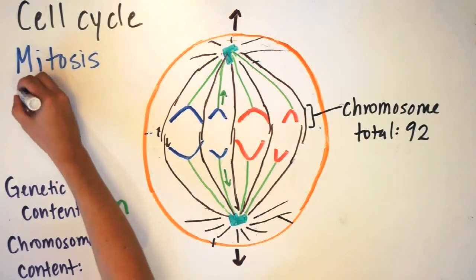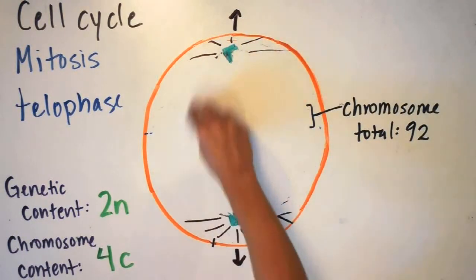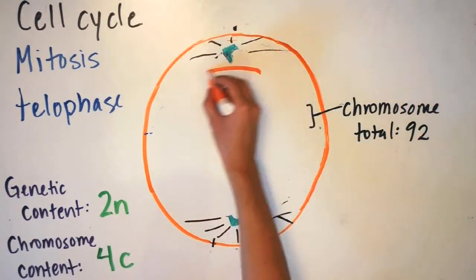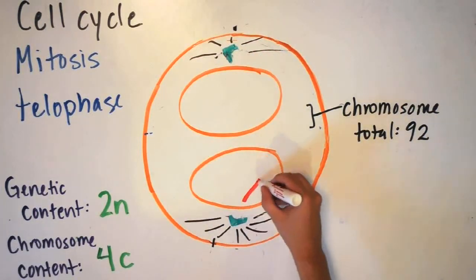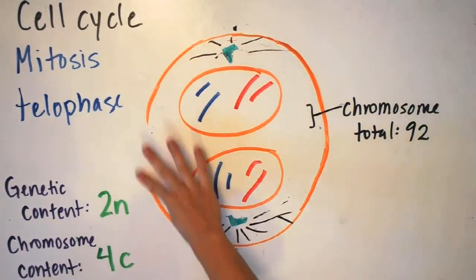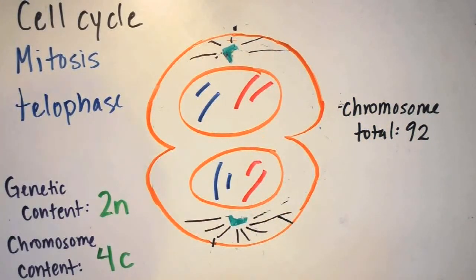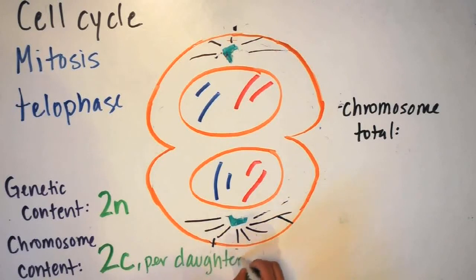During telophase, the nuclear membrane reforms to generate two separate nuclei, and cytokinesis separates the cytoplasm into two individual daughter cells. Each daughter cell now has a 2N genetic content identical to the parent cell. Note that the genetic content remains constant throughout the cell cycle in mitosis. And each daughter cell now has a chromosome content of 2C, or 46 chromosomes in humans.